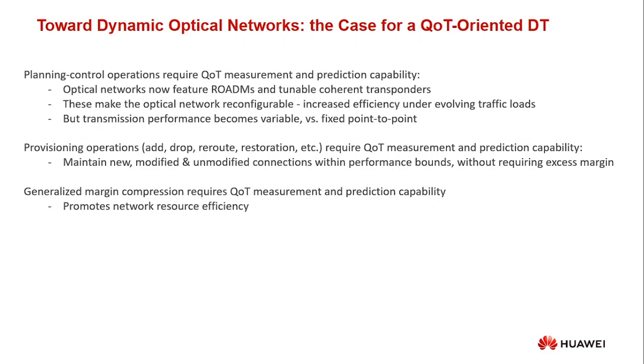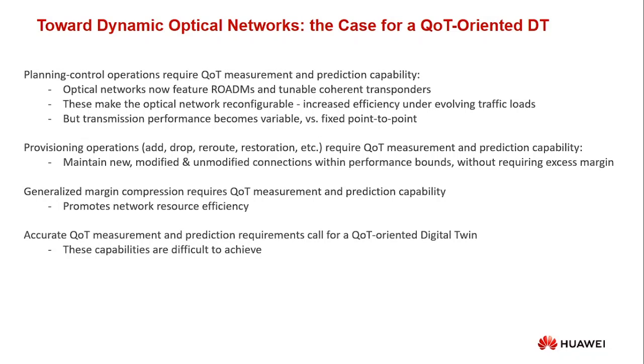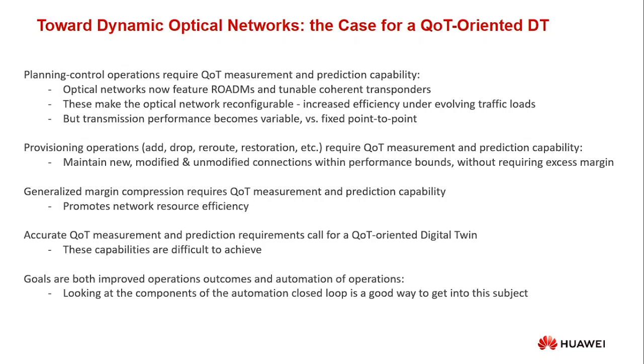Additionally, if we're after generalized margin compression, right, we want to squeeze efficiency throughout the network, then we need very good QoT measurement and prediction capability. And those capabilities really are reflected properly in what the industry calls a digital twin, right? We want the accuracy supported by, among other things, up-to-date information, telemetry, type and instance equipment information, etc. Still, these capabilities are difficult to achieve.